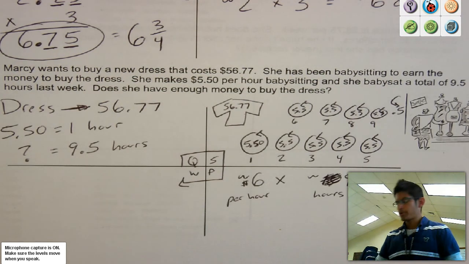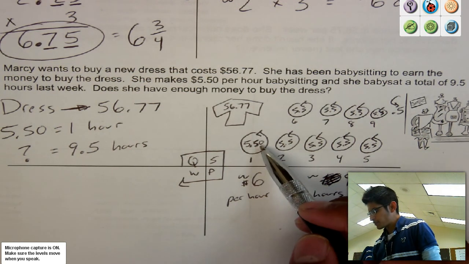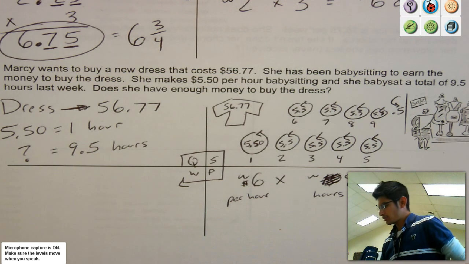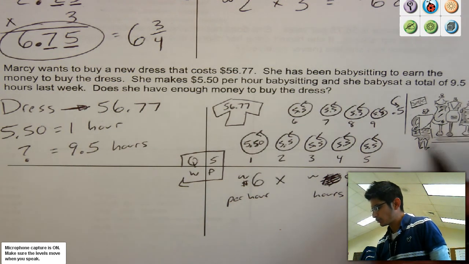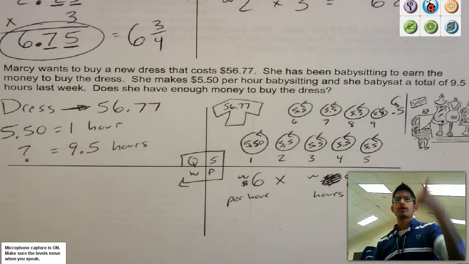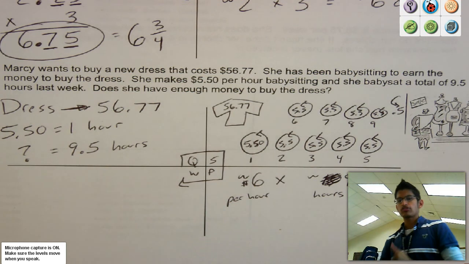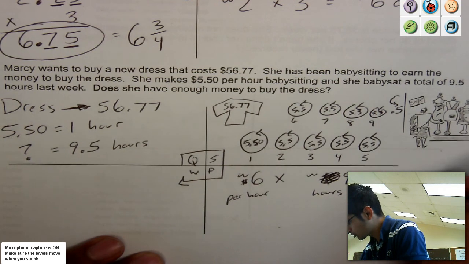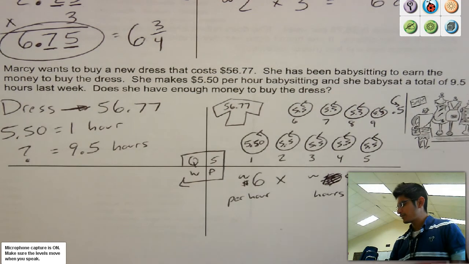Okay, so next let's make a prediction. I'm going to round $5.50 per hour to 6. So she makes about $6 per hour. And instead of 9.5 hours, I'm going to say she only works 9 hours. So since I rounded one up, I'm going to round the other one down. So I'm going to estimate, and 9 times 6 is about $54. So using my prediction, she's going to make $54.